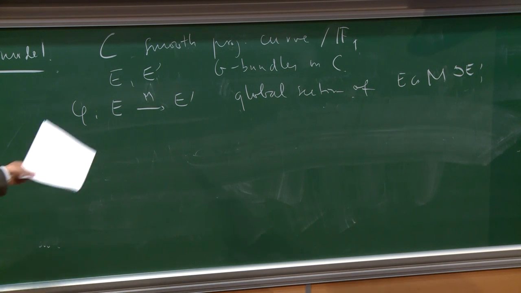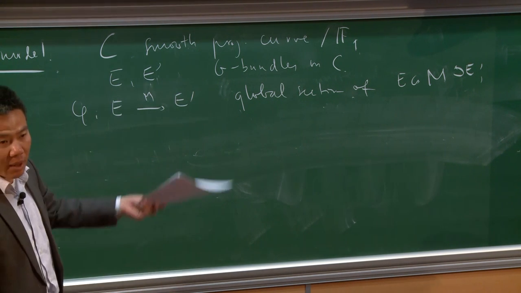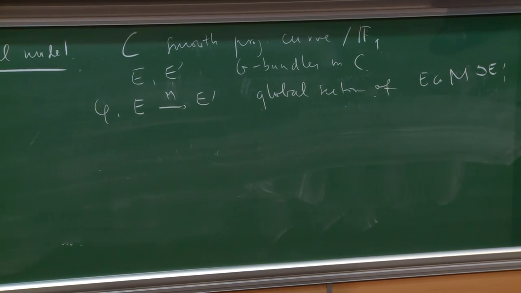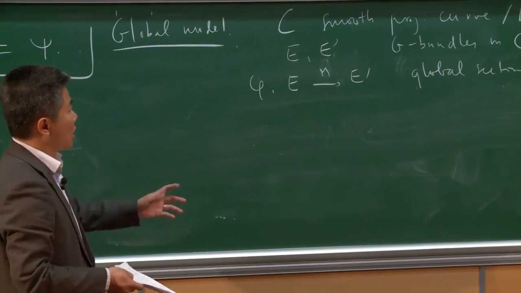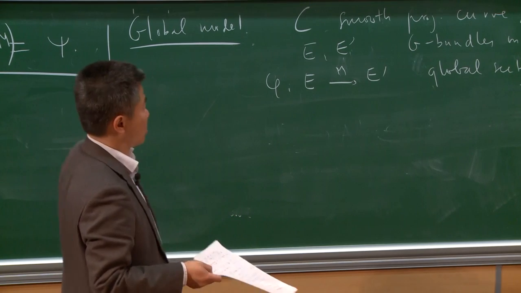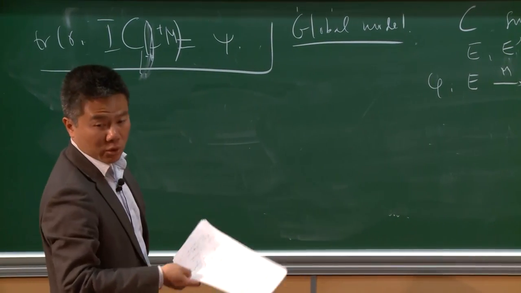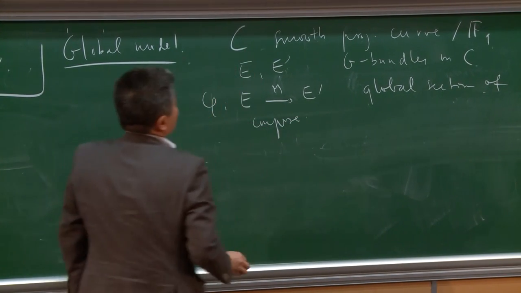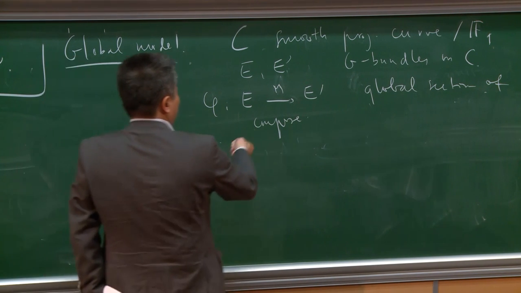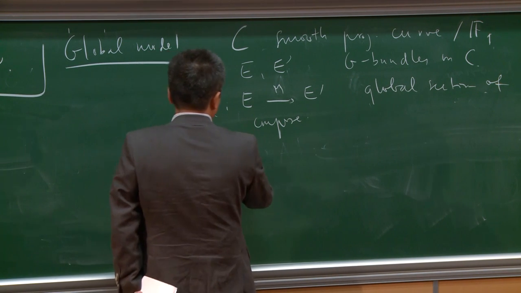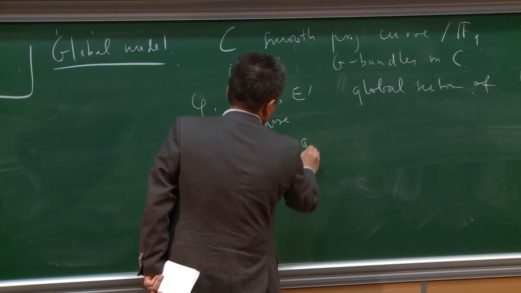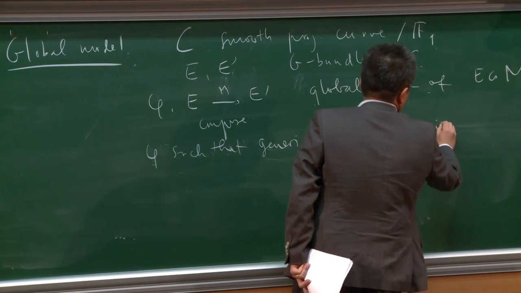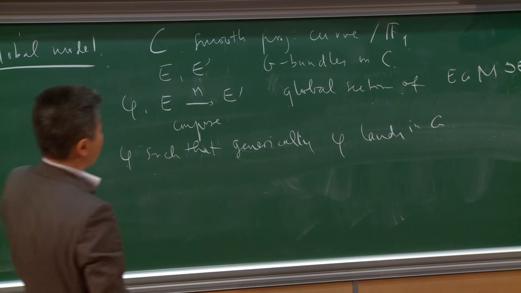So if you are given a monoid, you can also define the morphisms. G bundles, yes. M has two actions, on the left and the right, and you twist it. And you can compose it also because it's a monoid. And also we should look at phi such that generically phi lands in G. That means generically it's an isomorphism of bundles.